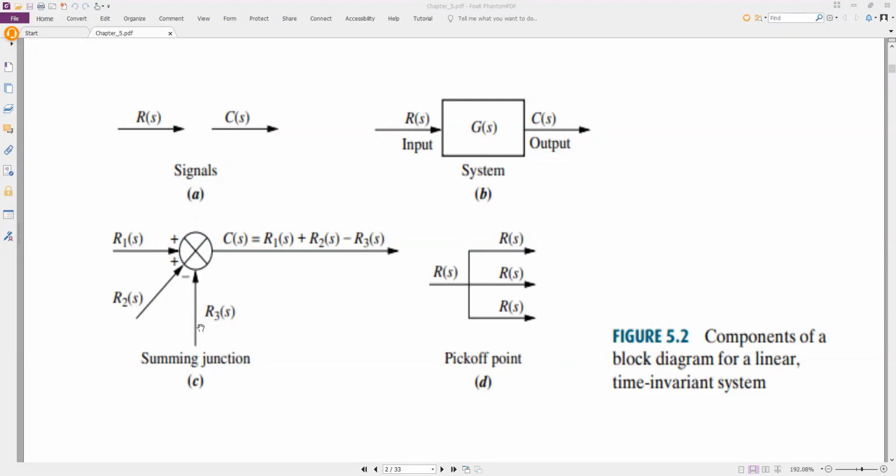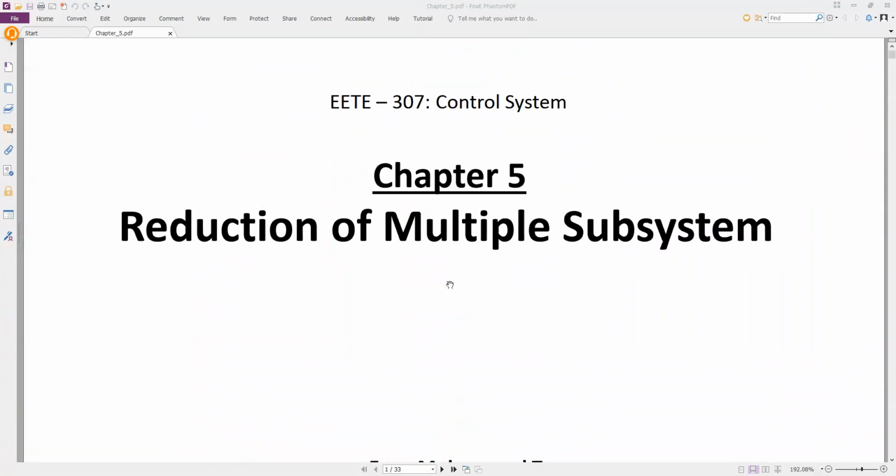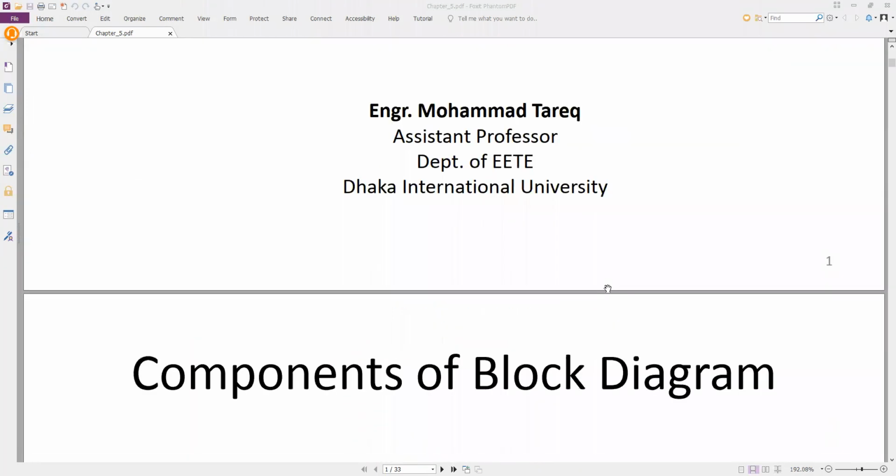See here, R1, R2, R3. C(s) is the summation of these three: R1 plus R2 minus R3. And here is the pickup point, R(s). From one signal, we've got three. So these are the components of a block diagram. That is our chapter, the reduction of multiple subsystems into one.